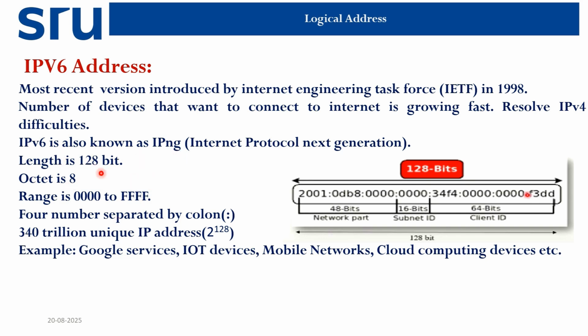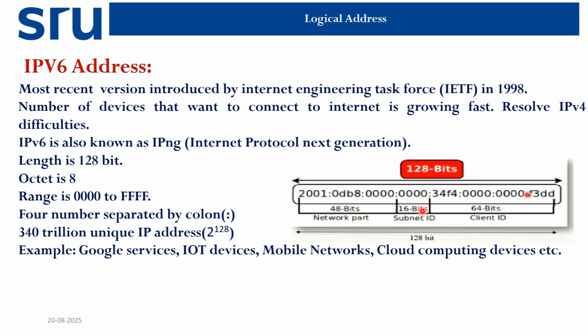It is 128 bits in length and consists of 8 groups. The range of each group is 0000 to FFFF. Each group has four hexadecimal digits, separated by a colon. The IPv6 address is represented in hexadecimal format, and each group consists of 4 numbers, separated by colons.